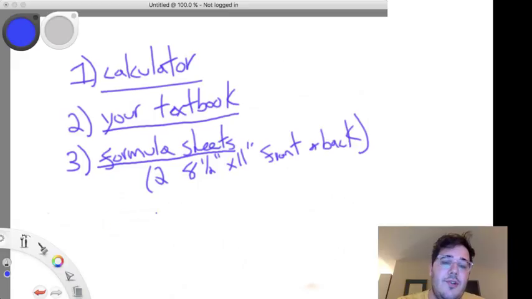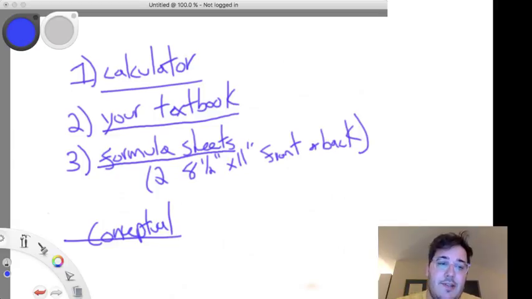So the way the test works is that you'll take the conceptual first, which means all your things have to be put away. No textbook, no formula sheet, no calculator, no nothing. Just pencil, Scantron, test. Those are your three things. You can take as much time as you need on that conceptual. When the conceptual exam is finished, you'll turn that in.